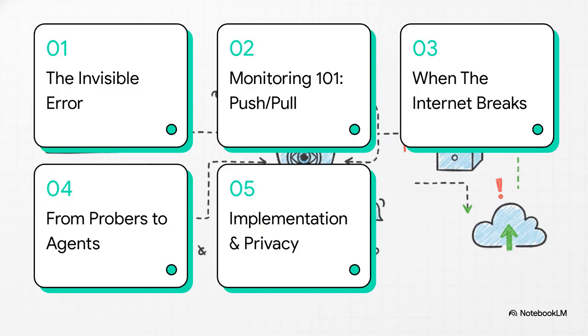So here's our game plan for hunting down this ghost. First, we're going to define this invisible error and really understand its anatomy. Then we'll do a quick flyby of monitoring fundamentals. The classic push versus pull models. From there, we'll look at some pretty scary ways the internet itself can break. Then we'll evolve a solution, starting with a simple prober and moving to a way more sophisticated agent-based system. And finally, we'll tackle what is arguably the most critical part, implementation and making sure we nail user privacy.